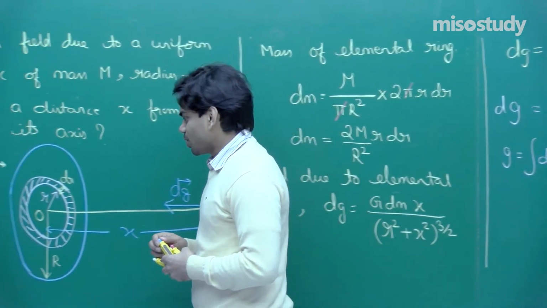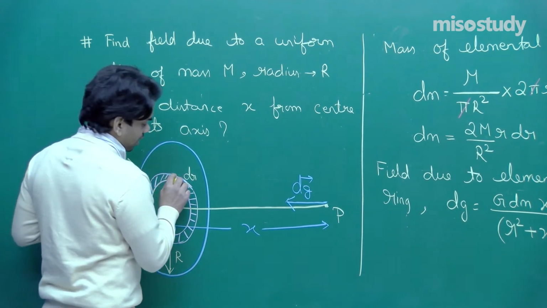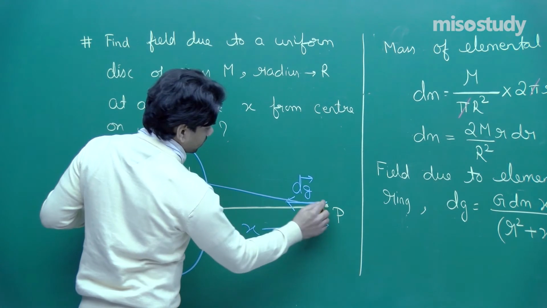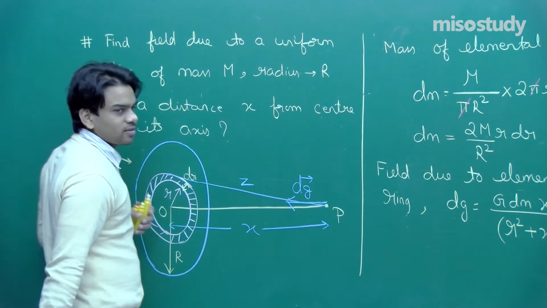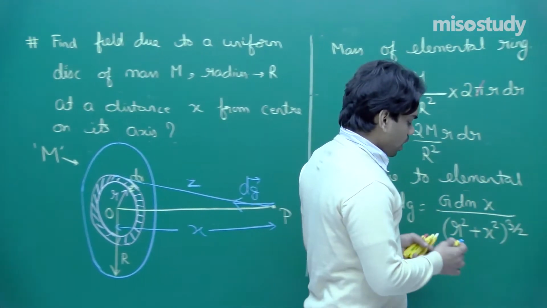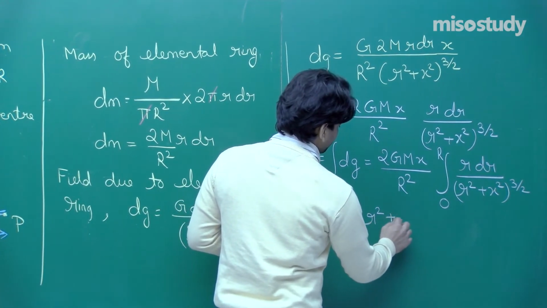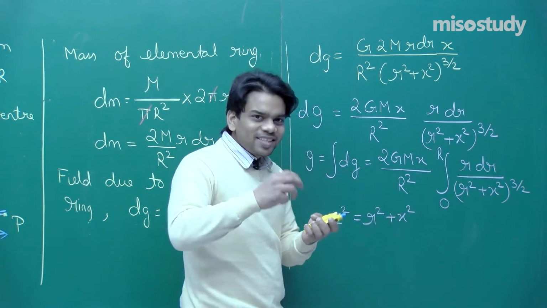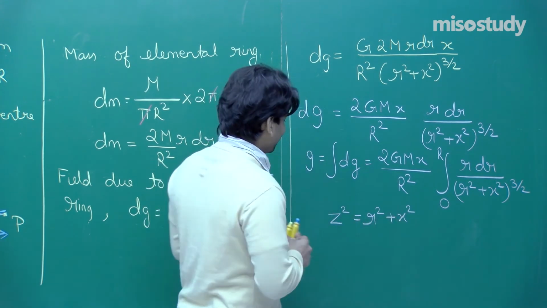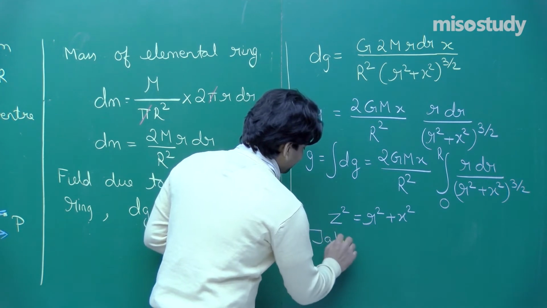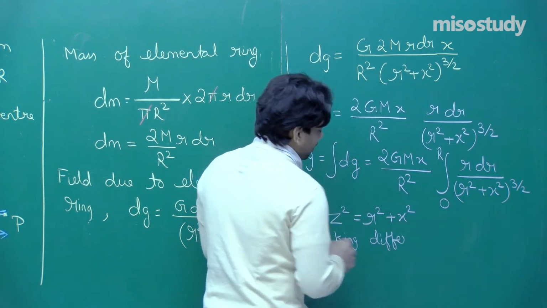If you can observe here, if I connect one upper point of this disk, this ring, and join it here, and let's say this is z, okay, so can I write z square equals r whole square plus x square? We can write in this way, z square equals r whole square plus x square. Now as the ring varies on the disk, z will also vary. So if we take differential elements, we are trying to simplify our calculation.